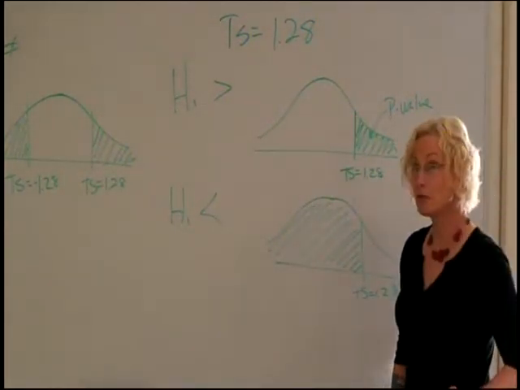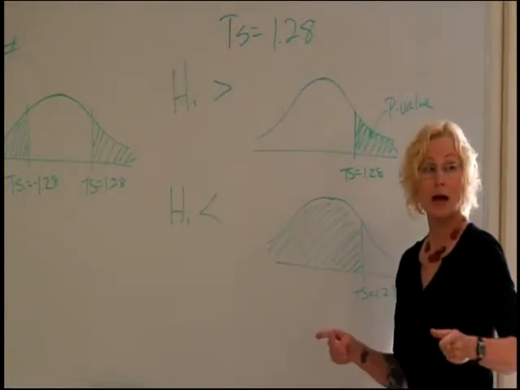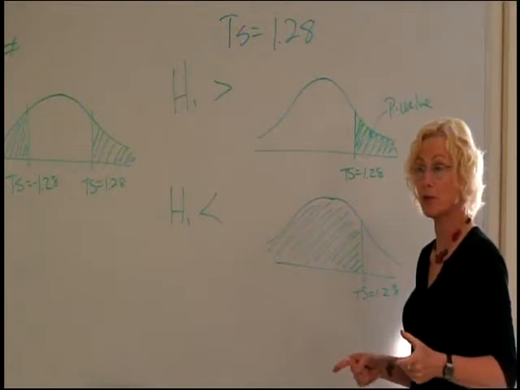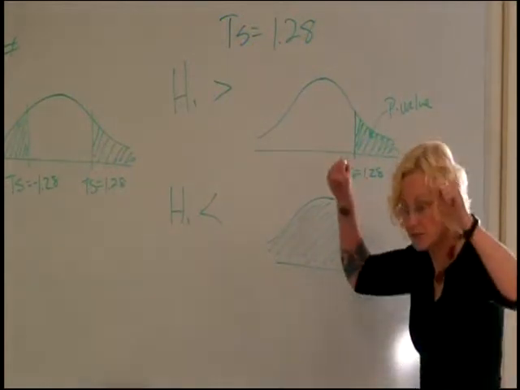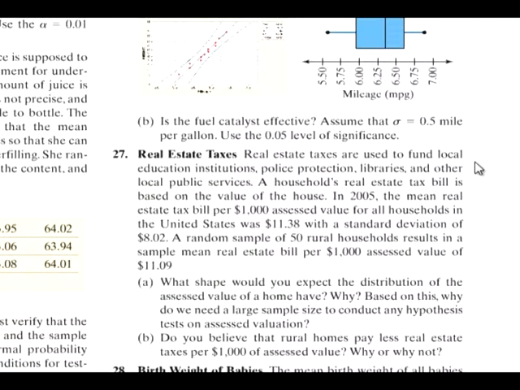Okay. Should we knock one out really quickly, a test using the p-value method? How about this? We use the p-value method and then we'll back it up with a confidence interval. Okay, so this is number 27. It's on page 478.